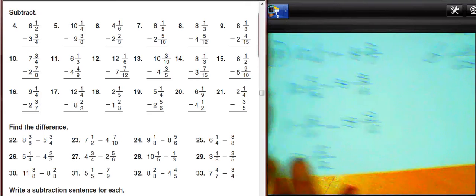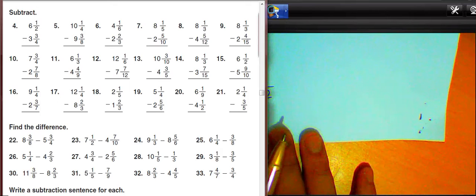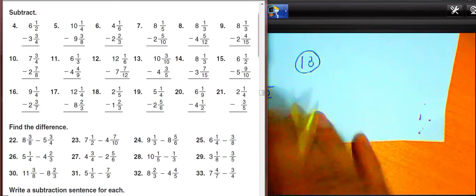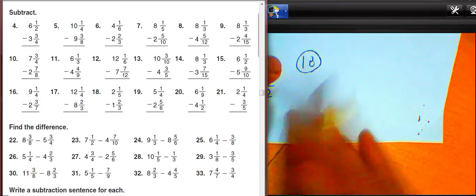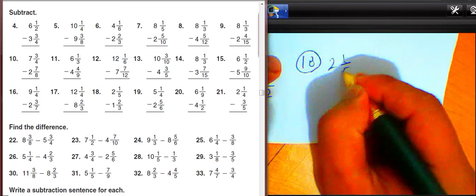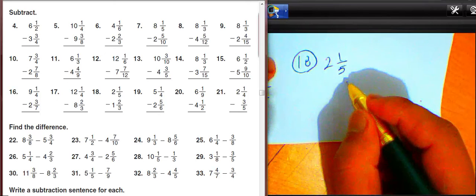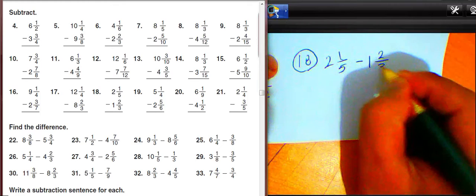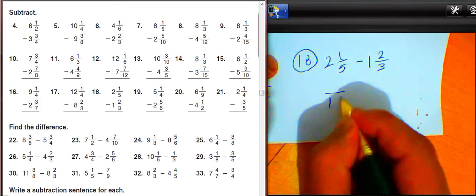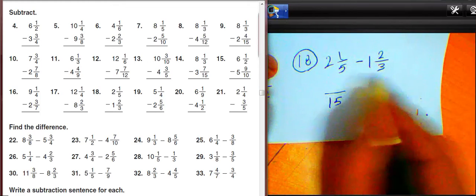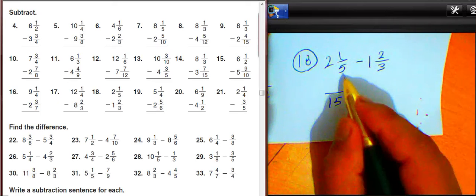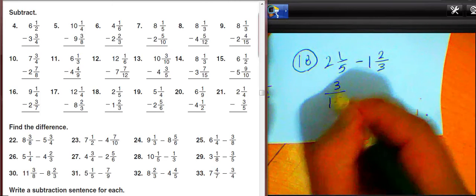It was question 17. What about question 18? 2 and 1 over 5. 2 1/5, subtract 1 and 2 over 3. We know 15 is the least common multiple of 3 and 5. 5 plus 5 plus 5 equals 15. 15 divided by 5 equals 3. 1 times 3 equals 3, and write 2 here.